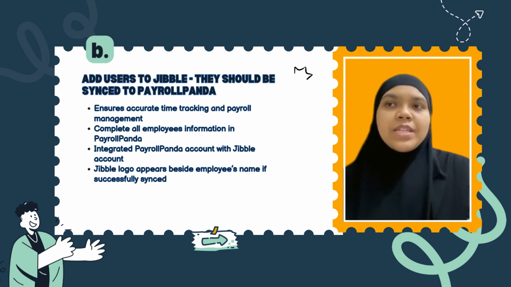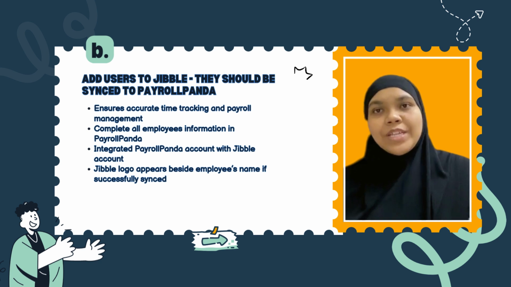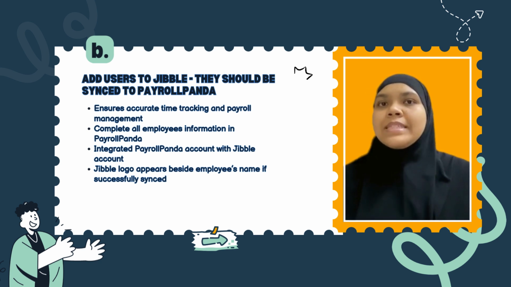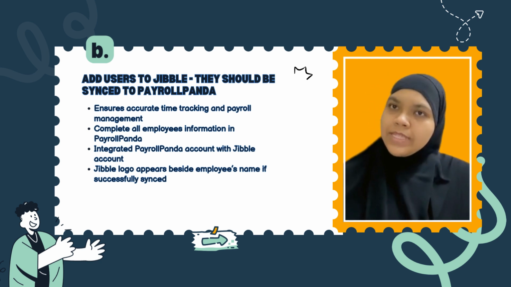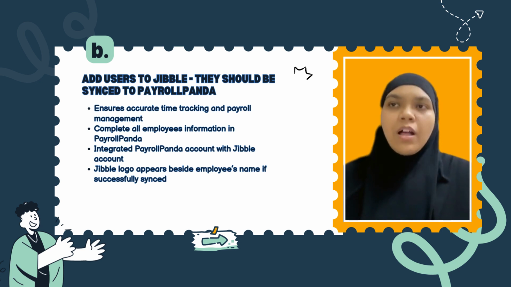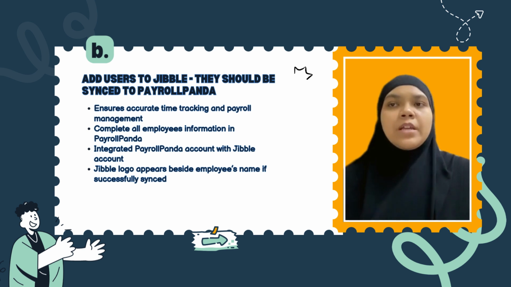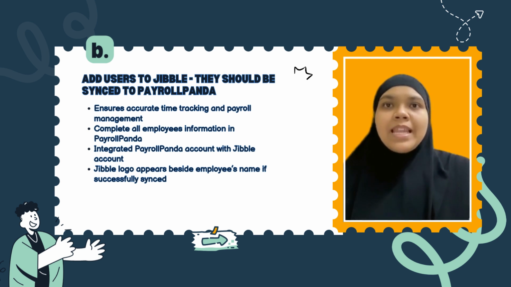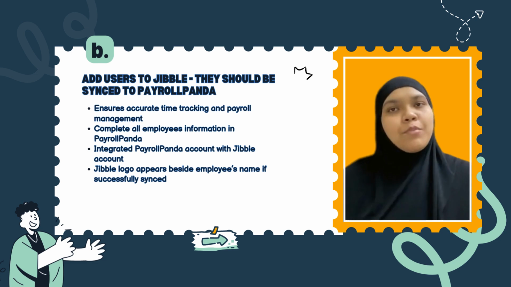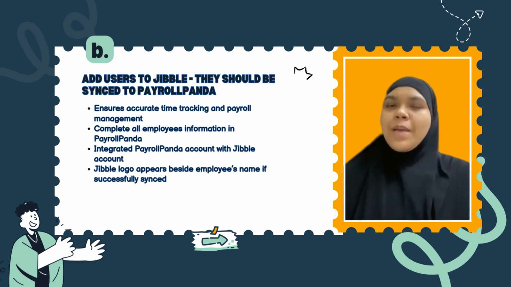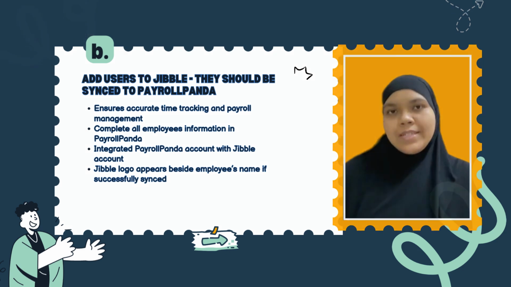After all employees' information is entered, the admin can integrate the Payroll Panda account with the Jibble account. Once the integration is done, the admin can fill in basic information such as the total number of employees, leave settings and overtime periods, and include all employees' names. If the employee is successfully added to Jibble, a Jibble logo will appear beside their name in the Payroll Panda account. If the logo does not appear, the admin can click on the specific employee's name and select the Add to Jibble button to manually sync the employee. By syncing employees between Jibble and Payroll Panda, the HR department can reduce manual data entry, minimize payroll errors, and ensure consistency between attendance records and payroll calculation.